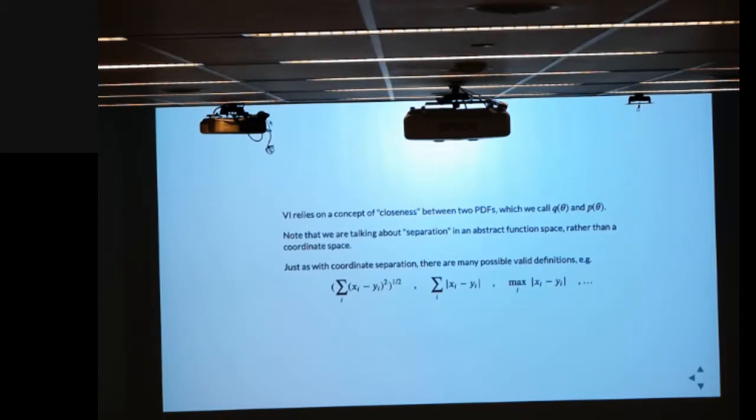The general properties you want are, first, that when you have exactly the same things, if x is equal to y, then you should get 0. And in some sense, as you get closer to x equals y, your distance should get smaller. But those are very loose restrictions. So we need to have a separation in this abstract function space. That's going to be the key to actually solving this problem.